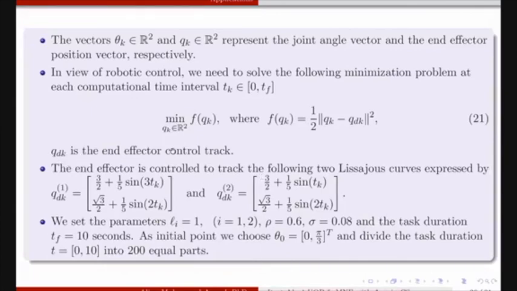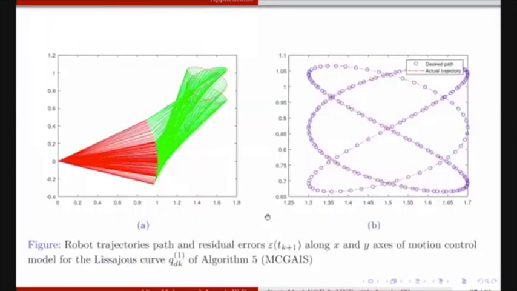So we have qdk here, which is the end effector control track. What we need to do here is allow the end effector to be controlled to track the following Lissajous curve. So we have two Lissajous curves, which we call q1dk and q2dk. For the length of the rod, we take L1 and L2 to be equal to 1. We have all these parameters here, and we divide t into 200 equal parts, where of course tf, the duration of the task, is given as 10 seconds. Using this, we run the experiment.